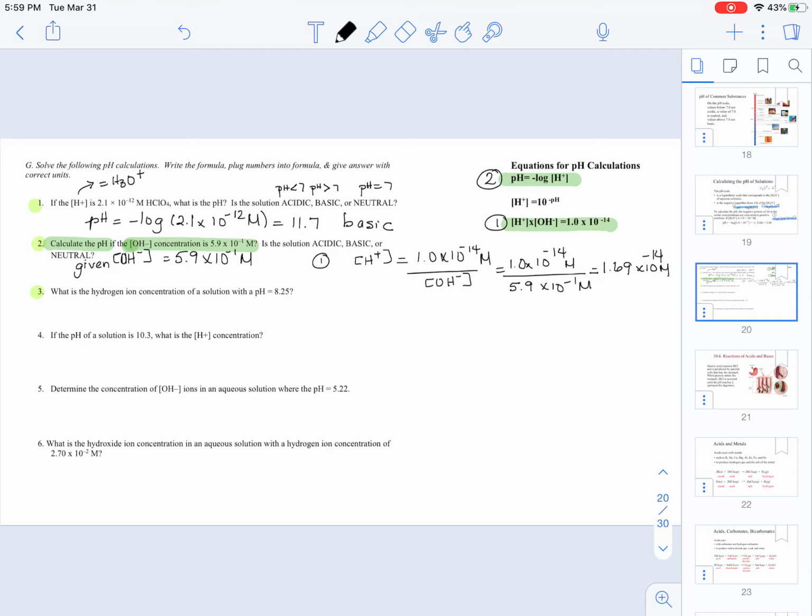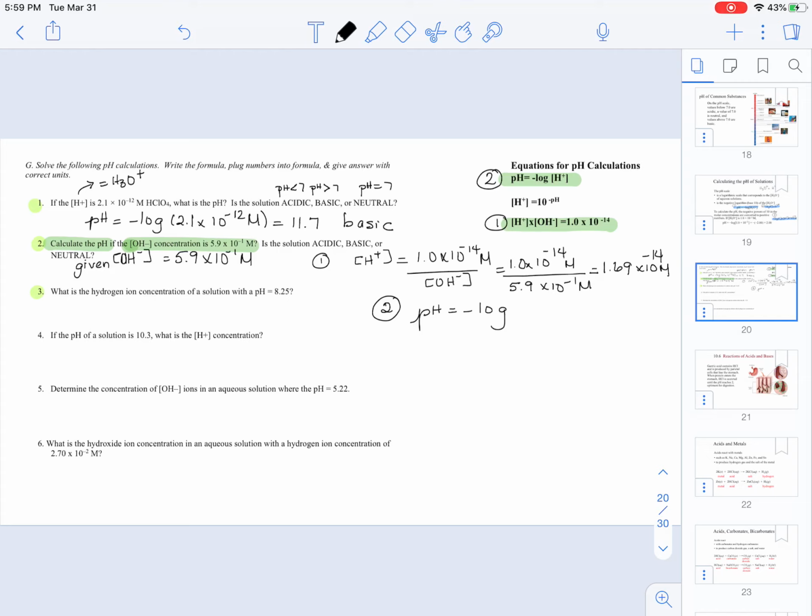I am not very strict when it comes to the sig figs and log. So in these problems, I will tell you how many sig figs the answer should have. Now that we calculated the concentration of H plus, the second step will be using that concentration of H plus to plug into the pH equation to determine what is the pH of the solution.